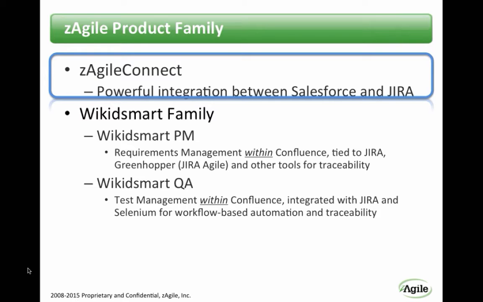So let's talk a little bit about zAgile. zAgile was founded in 2006, and it's based in San Francisco. What's important is that from the very beginning, the company was founded with a mission and vision to integrate tools, teams, and processes across the enterprise, in particular, across sales, support, and product development.